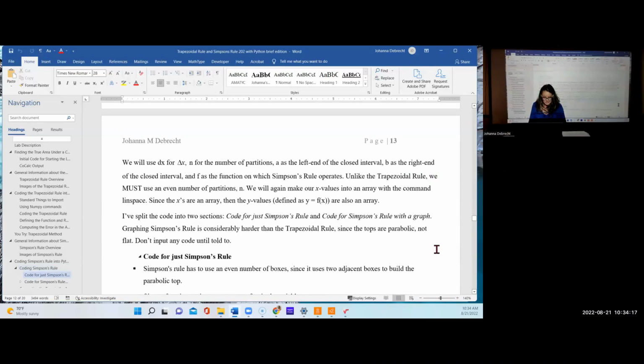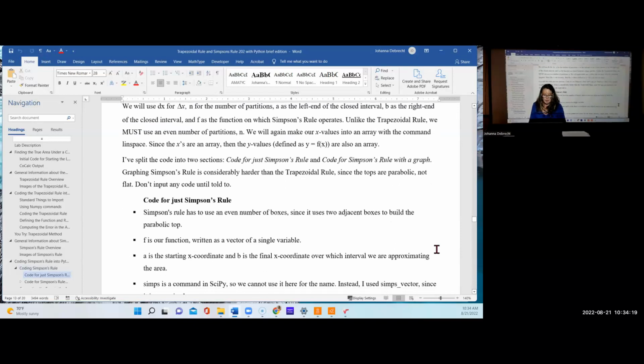Again, we're going to be using arrays for our x and y. We're going to still use dx for our delta x, which is still going to be b minus a divided by the number of subintervals. But this time, the subintervals have to be an even number. Unlike the trapezoidal rule, they have to be even for Simpson's rule. And we're going to, again, use a for the left, b for the right, f for the function, or in this case, since we've already used v and w, we might use something different.